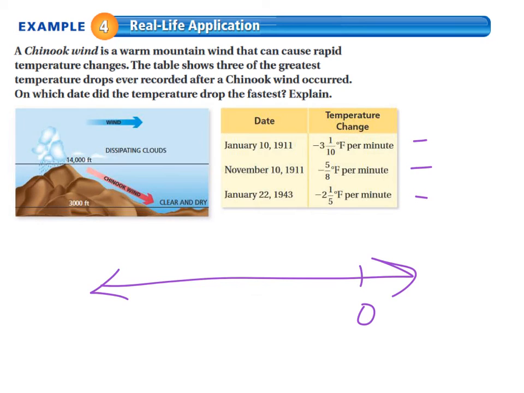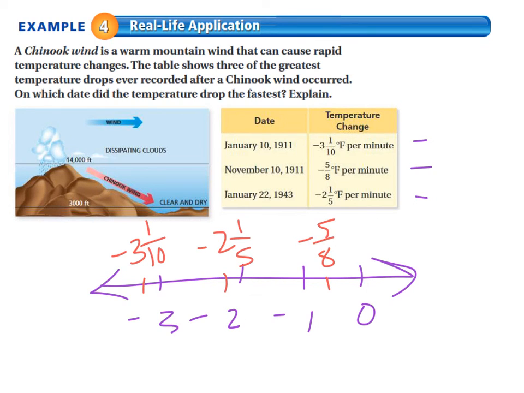The first one I have is negative 3 and 1/10. That's going to be a little bit to the left of negative 3. The next one, and that's January 10th. The next one I have is negative 5/8. That's just a little over halfway between 0 and negative 1. So I'm going to put that right there. And then I have 2 and 1/5. That's negative 2 and 1/5. So I'm going to go past negative 2 and only 1/5 of the way over. So maybe about there.